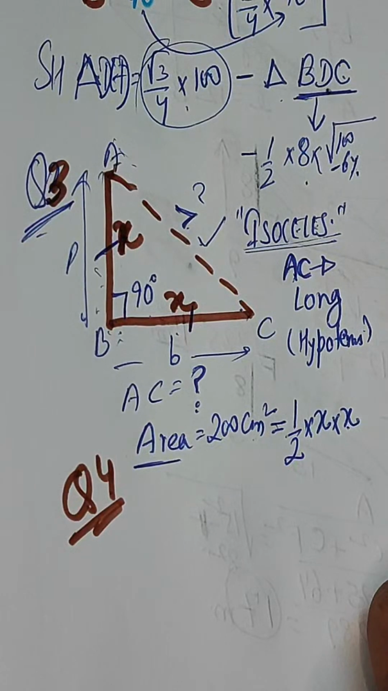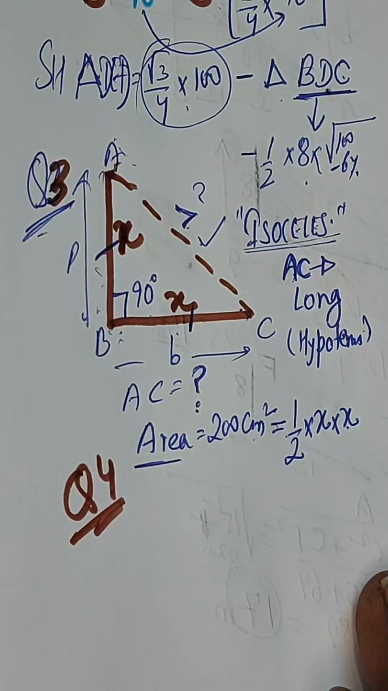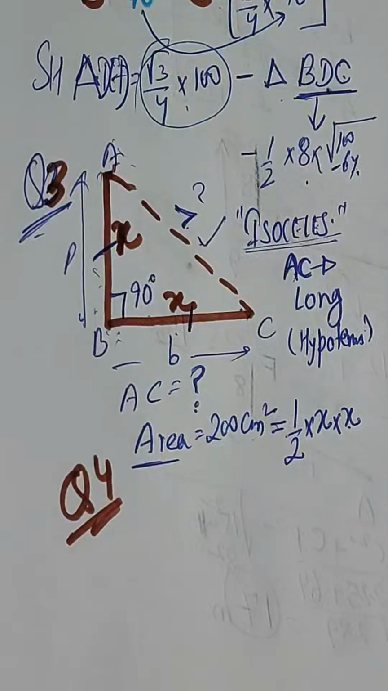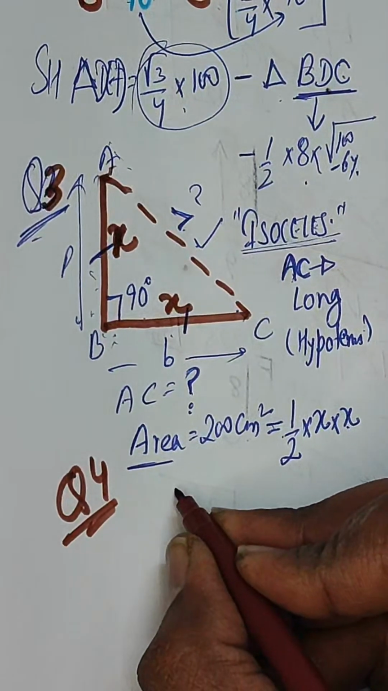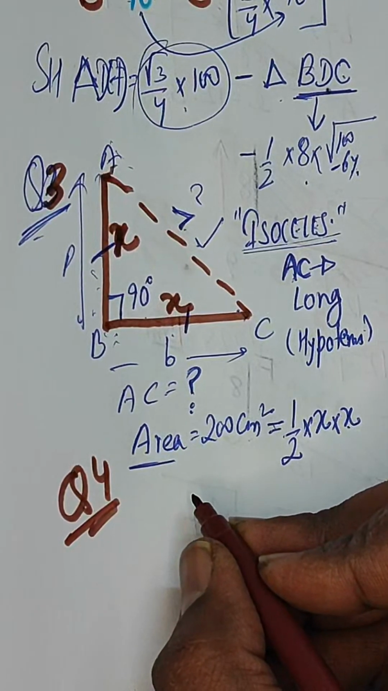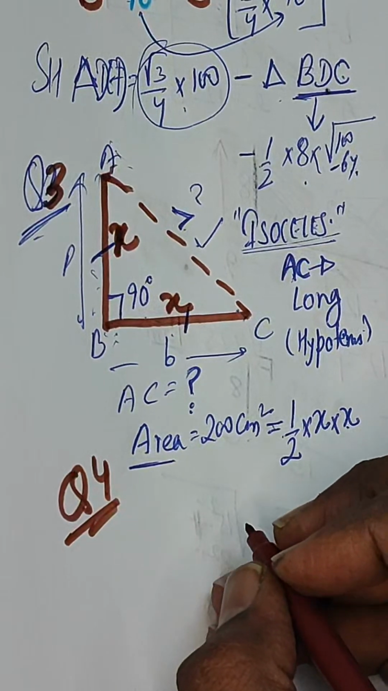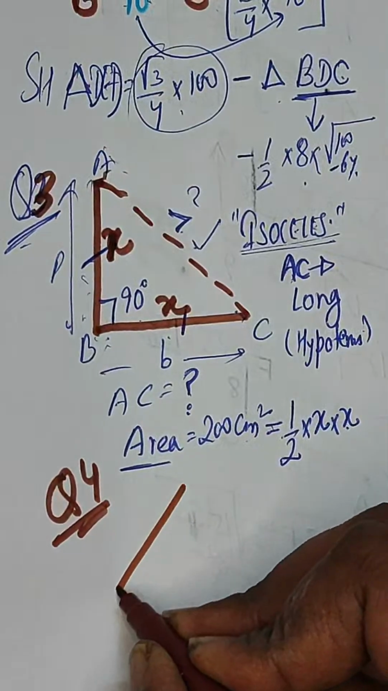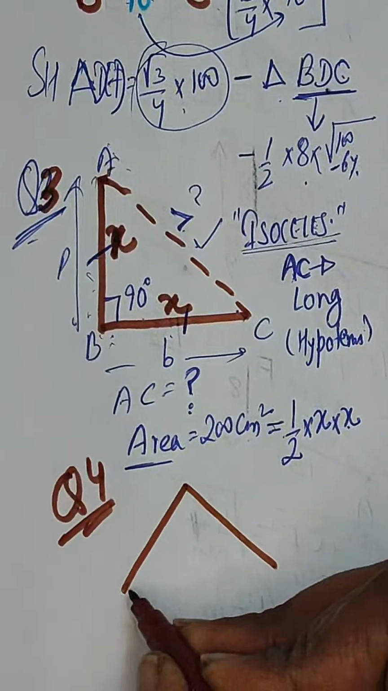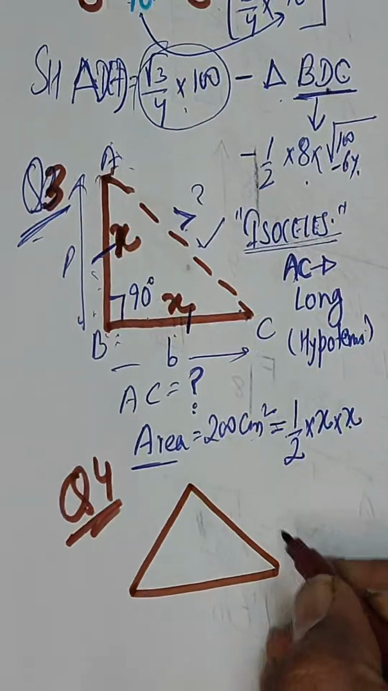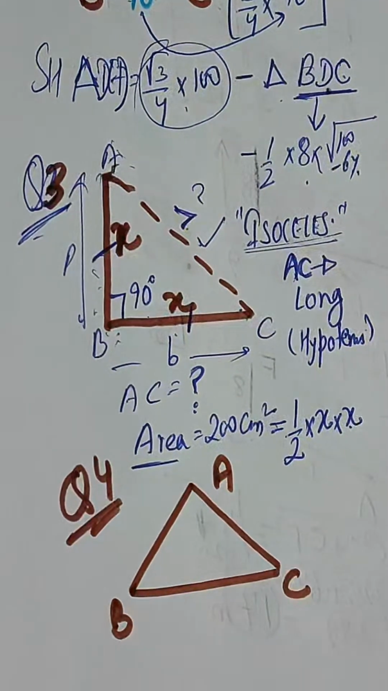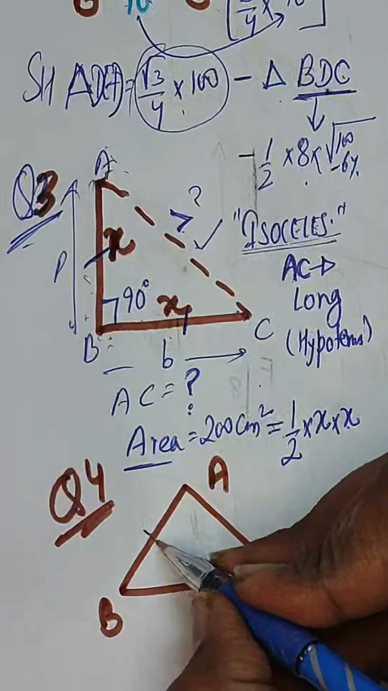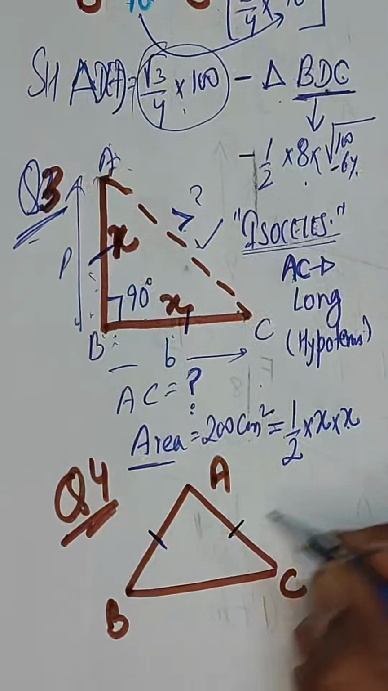So my dear friends, to solve such questions, how to proceed? Let the height be h, right? Then we can say that if this is the isosceles triangle, it's not given that it's a right angle triangle. Let us say this is the isosceles triangle ABC, and these are the equal sides AB and AC, right?